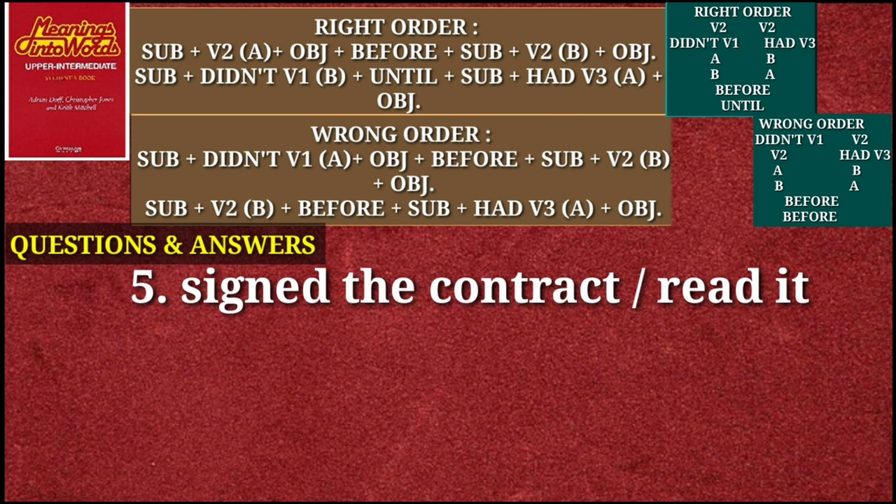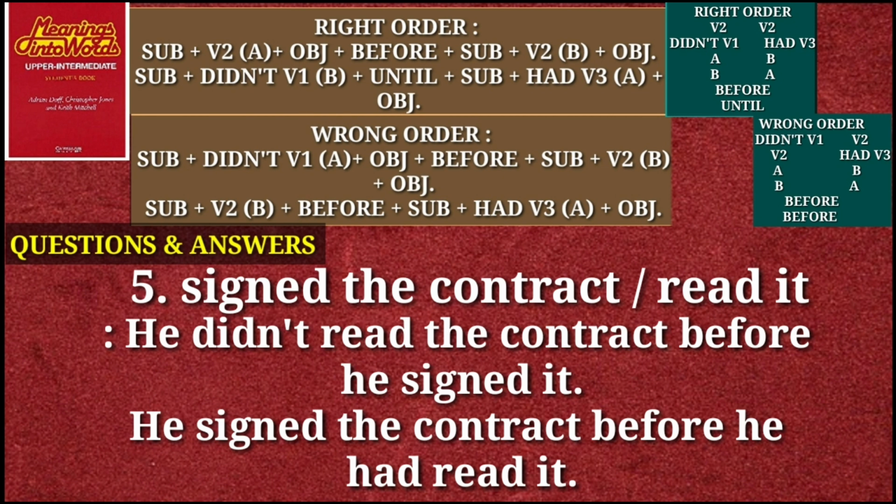Question number 5. Sign the contract, read it. Here in this question, sign the contract is the second task done, whereas read it is the first task done. So this question is in wrong order, and the answer is: he didn't read the contract before he signed it. He signed the contract before he had read it.